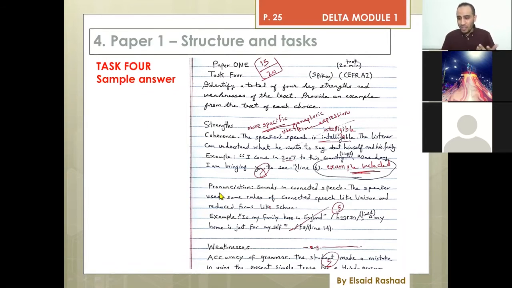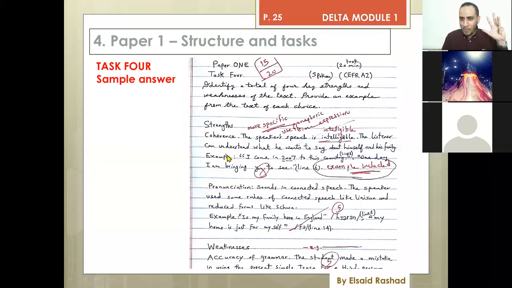If the learner's level is high, then you can get more strength points. If the learner's level is low, then you can get more weakness points, okay? You just need to be aware of all of these things. Look at this. I wrote the strength point, and then I gave an example from where, not from my mind, from the text. Okay, so let's move on to task 1, 2, 3, 4.